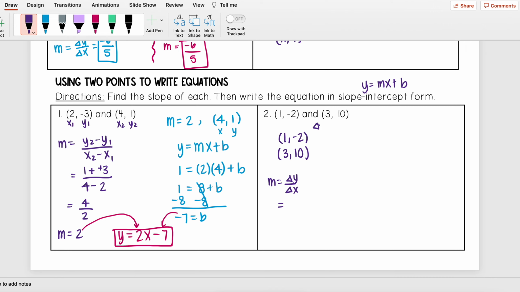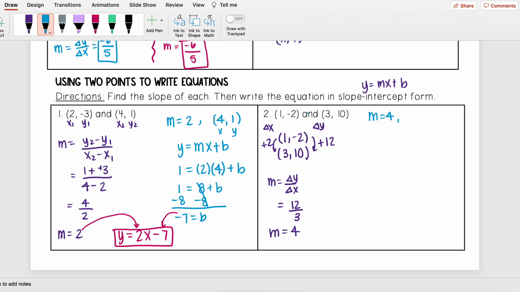So find my change in y. To get from -2 to 10, I need to add 12. -2 plus 12 gets me 10. To get from 1 to 3, I need to add 2, because 1 plus 2 gets me 3. And then 12 divided by 3, I get 4. So I have that m is equal to 4.